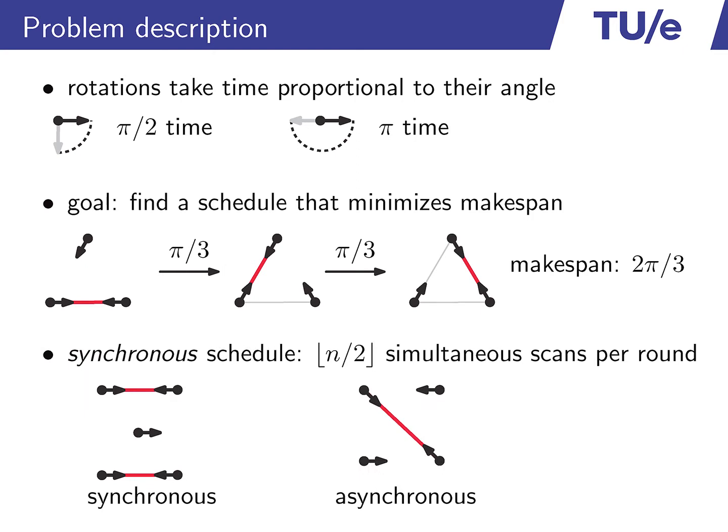We distinguish synchronous and asynchronous schedules. A synchronous schedule consists of n or n-1 consecutive rounds, with each round having n/2 rounded down simultaneous scans per round. For example, the configuration on the left is part of a synchronous schedule, since all but one agent are participating in a scan. The configuration on the right is not, since it has two agents not participating. Any schedule that is not synchronous we call asynchronous.